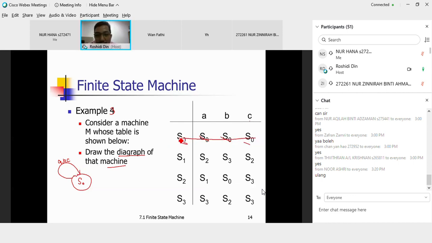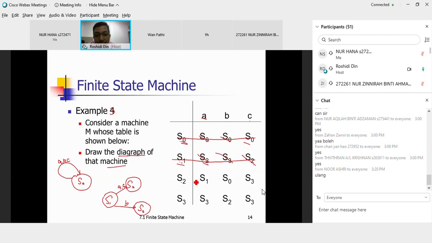Okay, finish this row. Then second row. S1 maps to S2, the process is A. So we put A. S1 maps to S3, the answer is B. Here B. S1 maps to S2 again, repeat process, so A, C. Now finish second row.